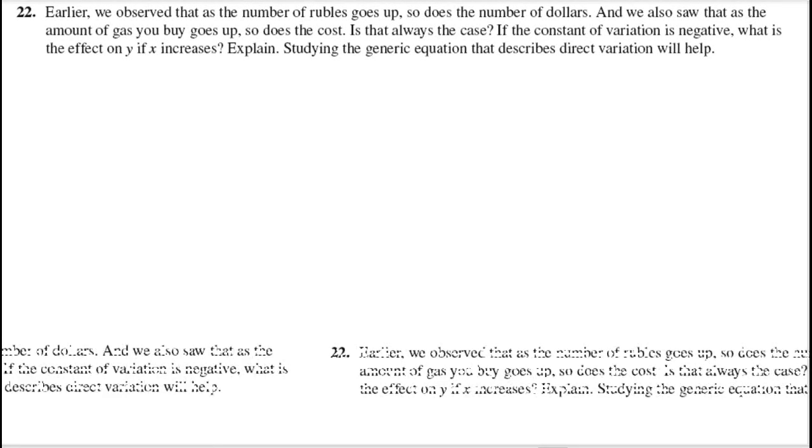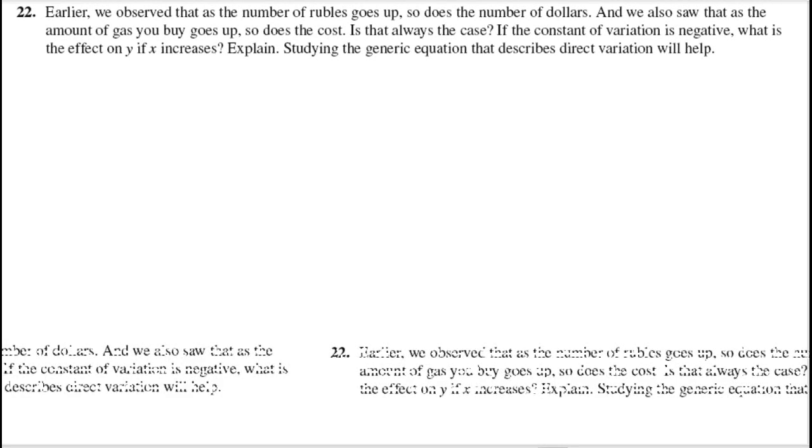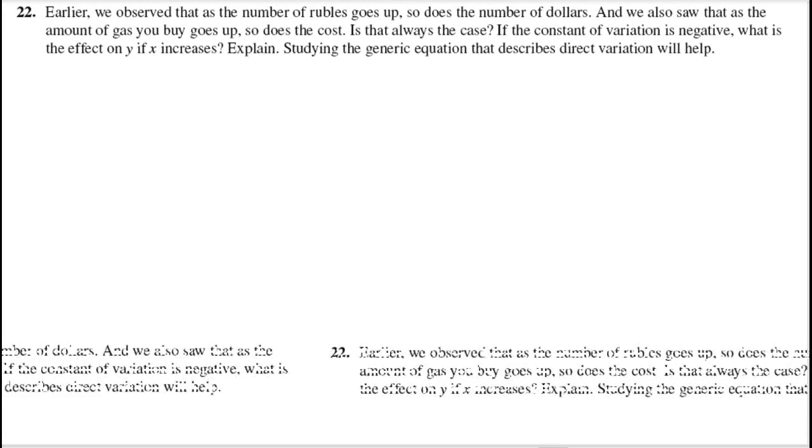Earlier we observed that as the number of rubles goes up, so does the number of dollars. We also saw that as the amount of gas you buy goes up, so does the cost. Is that always the case? If the constant of variation is negative, what is the effect on y if x increases? Explain. Studying the generic equation that describes direct variation will help.